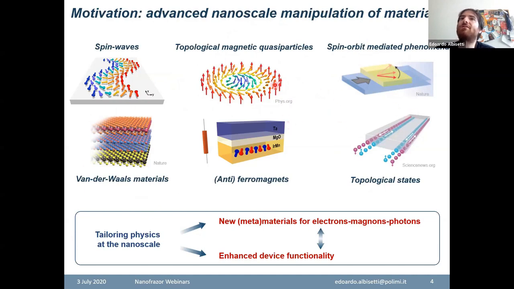So in general, we are interested in finding new ways for controlling the physical properties of these materials in a way that is not easy or straightforward to do with conventional nanofabrication. And the application, of course, is to build structures that are then used for having enhanced functionality in new types of devices.